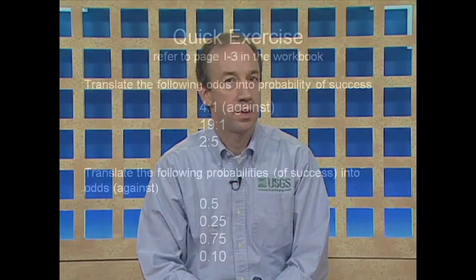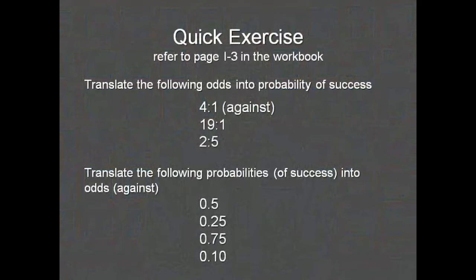Okay, how'd you do? Let me walk you through these things. So the first question says, translate the following odds into probabilities of success. The first one says there's 4-to-1 odds against. That means there's 5 total chances, 4 of them are losses, 1's a win. So the probability of winning is 1 chance out of a total of 5. 1 chance out of 5, that's a 20% probability of success.